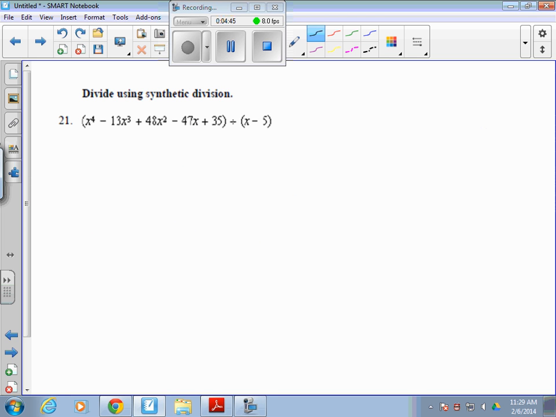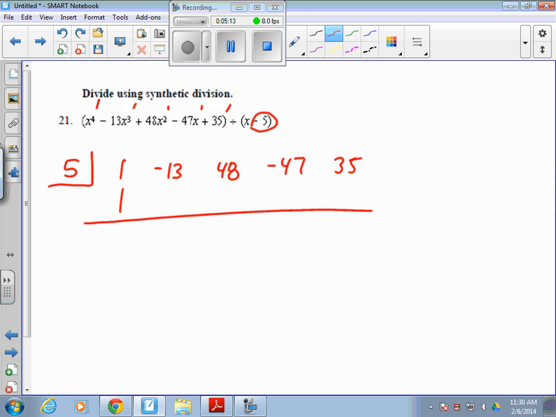Number 21 says divide using synthetic division. You want the opposite number of that to divide by. Check and make sure all of your degrees are represented. 4, 3, 2, 1. No exponent. Good. So you just write all of the coefficients. The first coefficient is 1. The next coefficient is negative 13. The next one is 48. The next one is negative 47. And the last one is positive 35. Bring the first one down. It doesn't change. Then multiply that times 5.